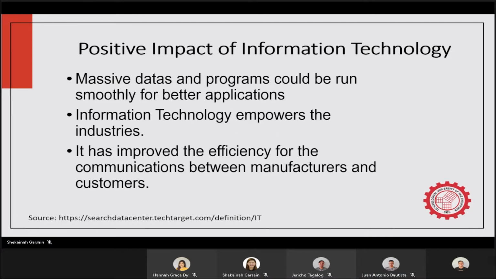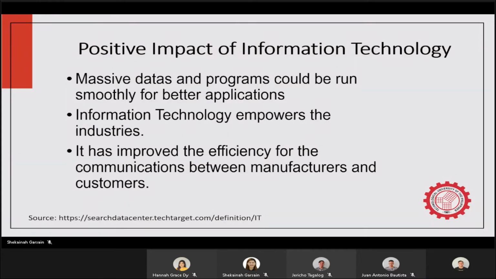We also have what we call the positive and negative impact of information technology. Information technology is an activity of using computers and electronic equipment to store and send information and data. One positive impact is that massive data and programs can be run smoothly for better applications. It can be used in many ways in our daily activities. One of them is education. It can be used in the education process to make students effective and productive.